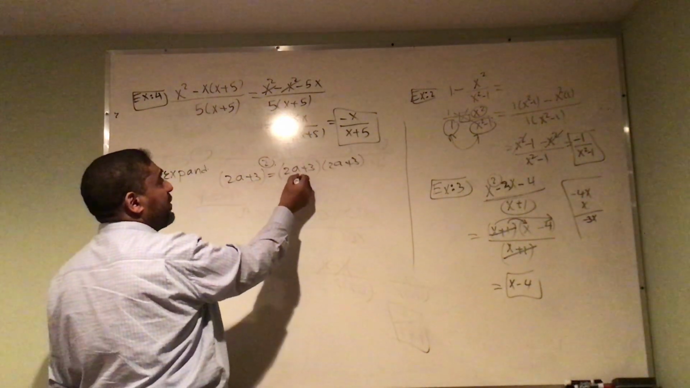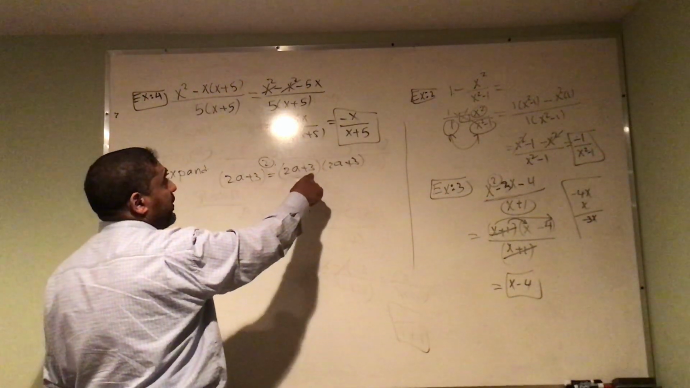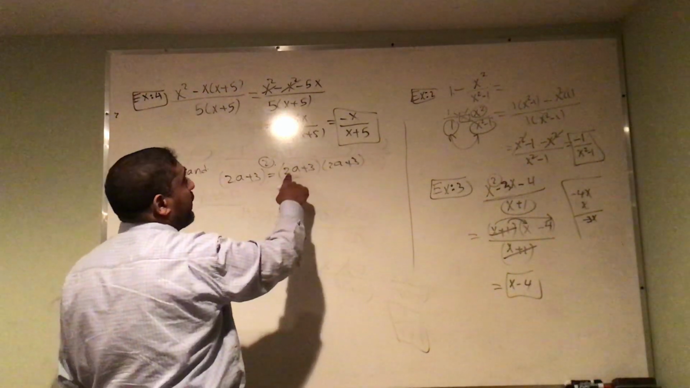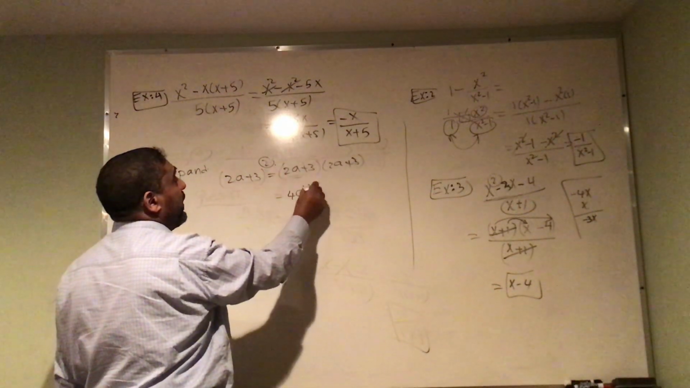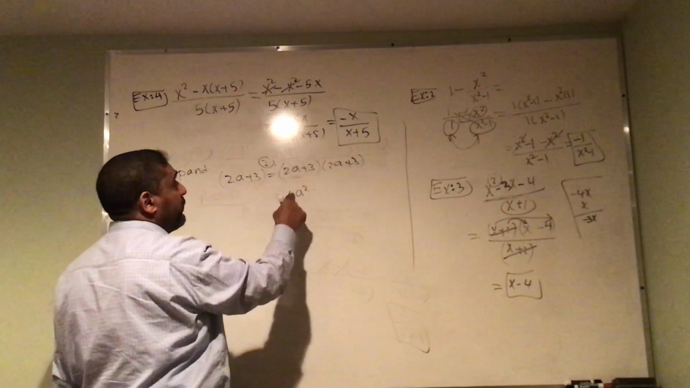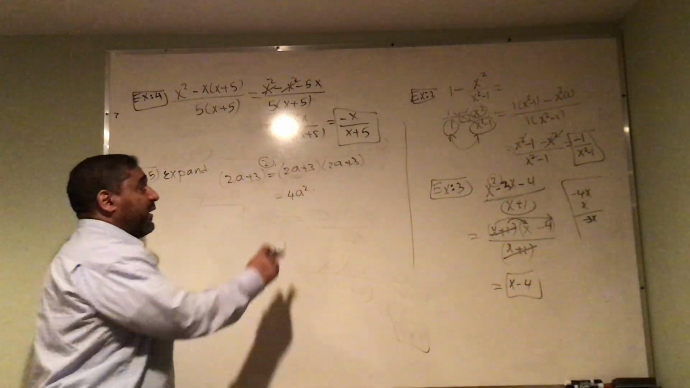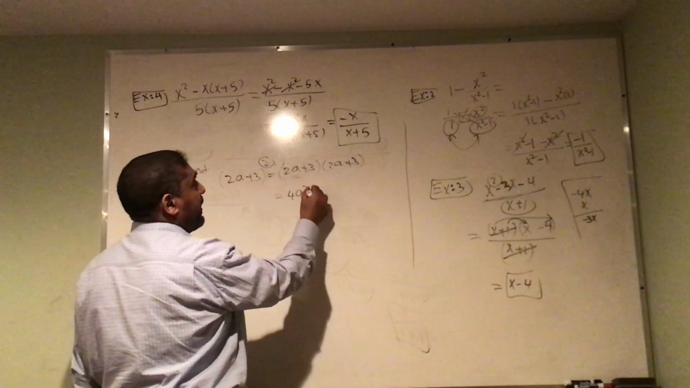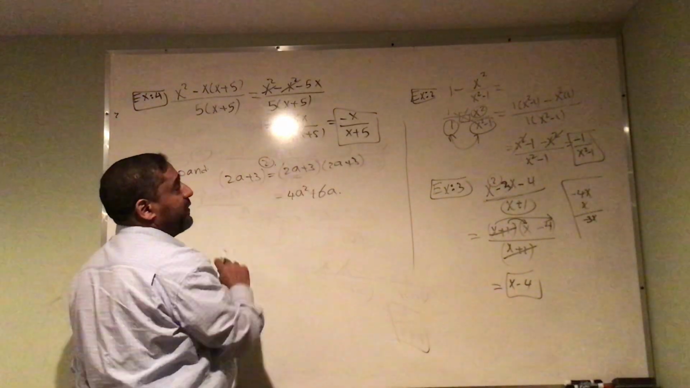How to expand? Take the first term, multiply by the whole bracket, and take the second term with the whole bracket. So one by one. 2a multiplied by 2a, you get 4a squared, because 2 multiplied by 2, you get 4. a multiplied by a, you get a squared. And then 2a multiplied by 3, you get 6a. 2 multiplied by 3, you get 6, and the a, I just write it.